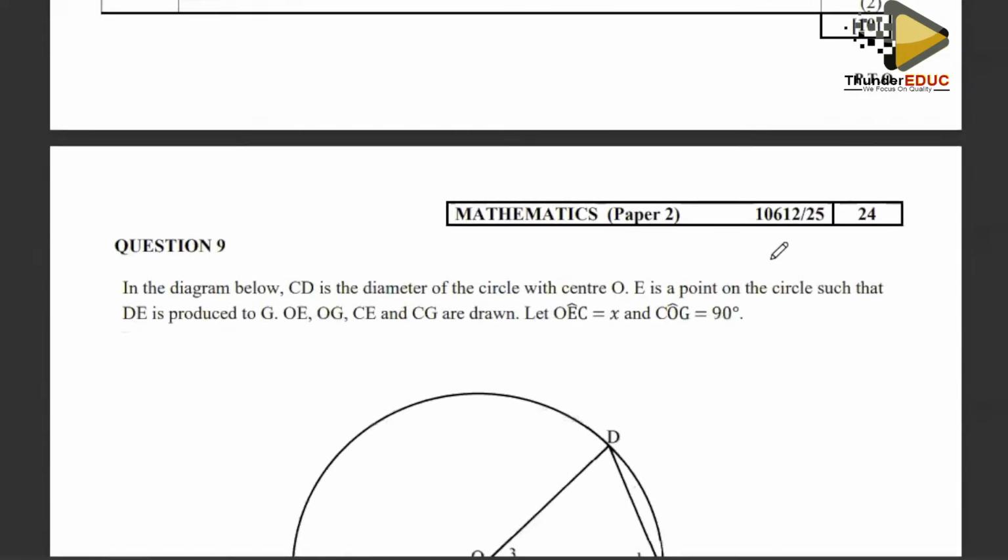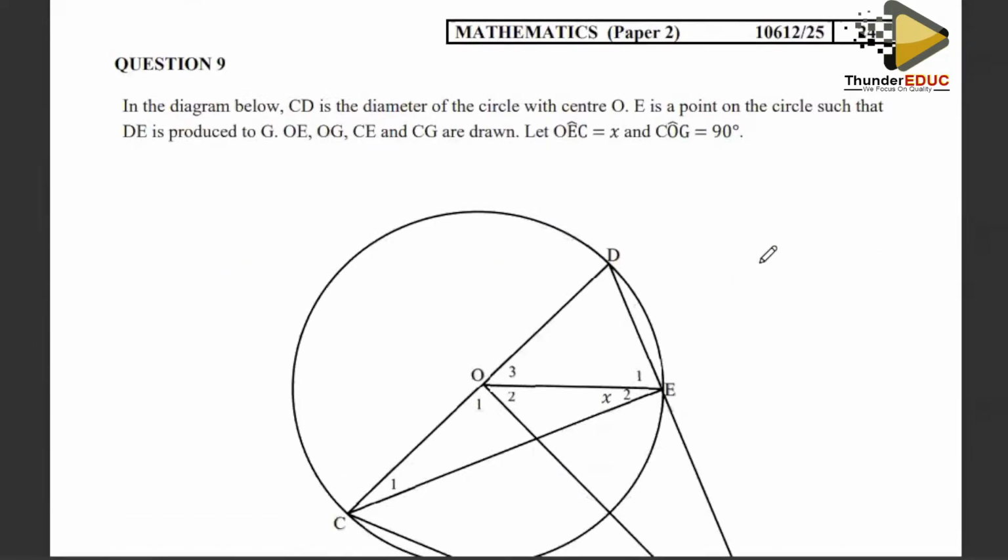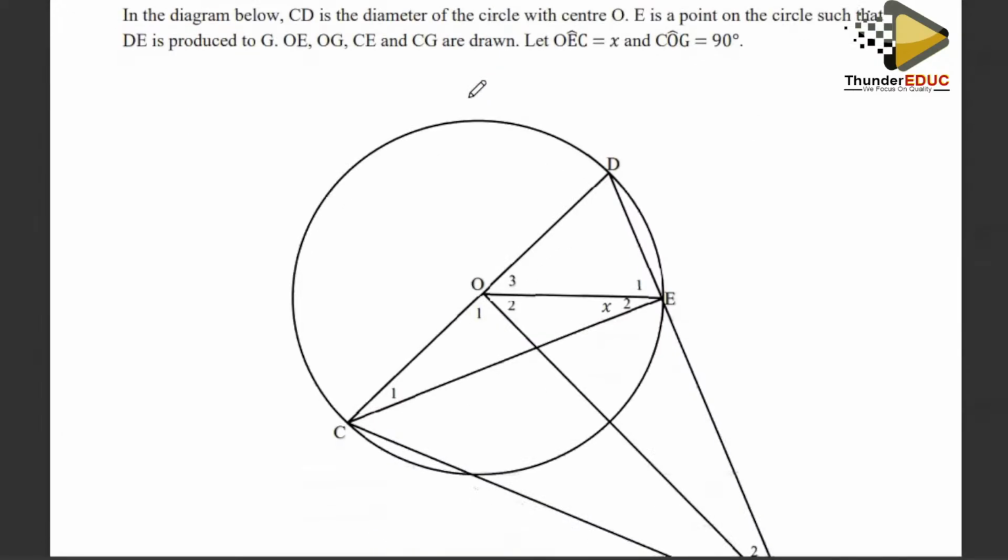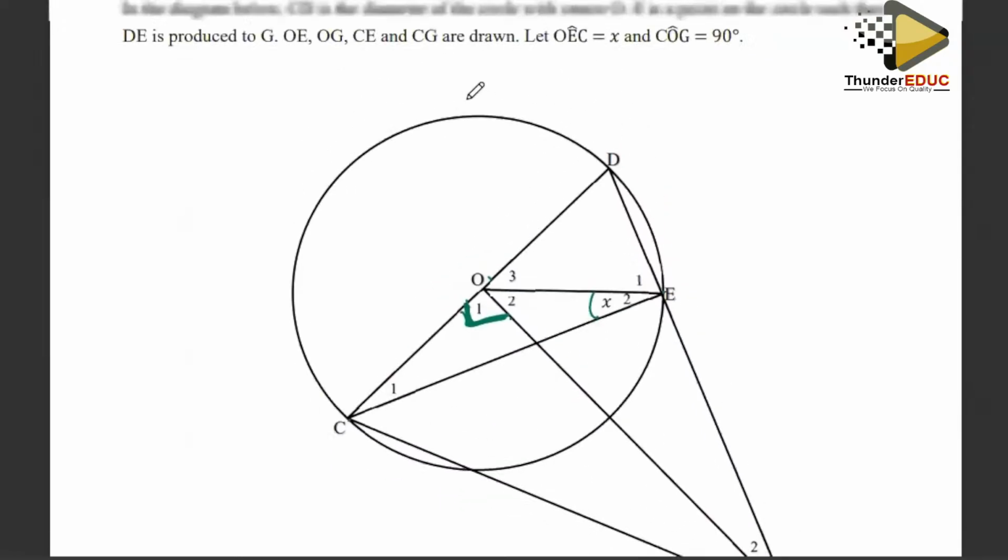All right, then let's get to question number 9. The paper is now just starting. Question number 9. In the diagram below, CD is a diameter with center O. Okay, E is a point on the circle such that DE produced to G. We have other extensions, the OG, the CE, the CG. This is X, and then they're telling us that this is a 90. Now pay attention. They told us it's a 90, COG, and then they never indicated it. So I'm indicating it there for myself.